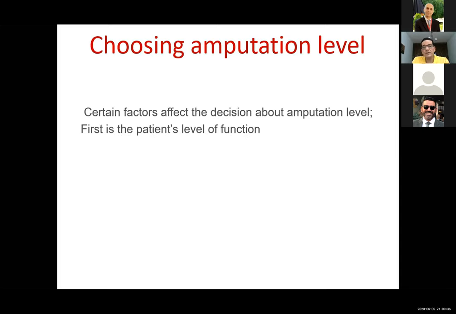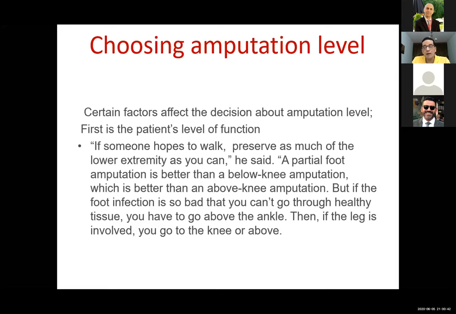Choosing the amputation level. Certain factors affect the decision about amputation levels. The first is the patient's level of function. If they hope to walk, preserve as much of the lower extremity as you can. A partial foot amputation is better than a below-knee amputation, which is better than an above-knee amputation.